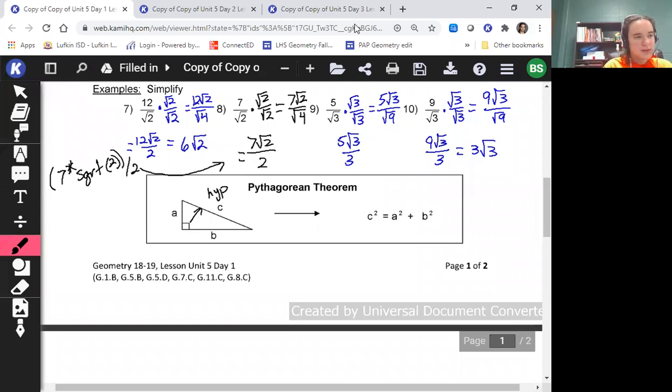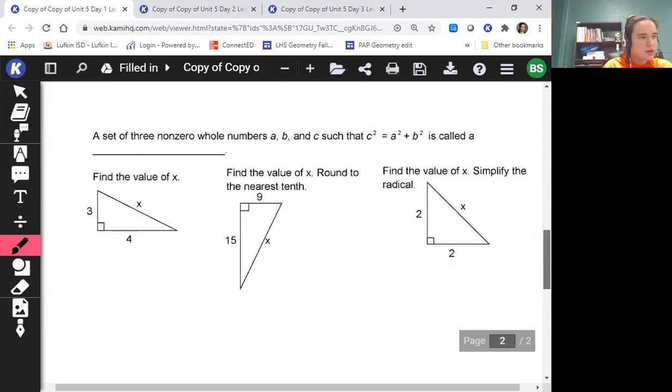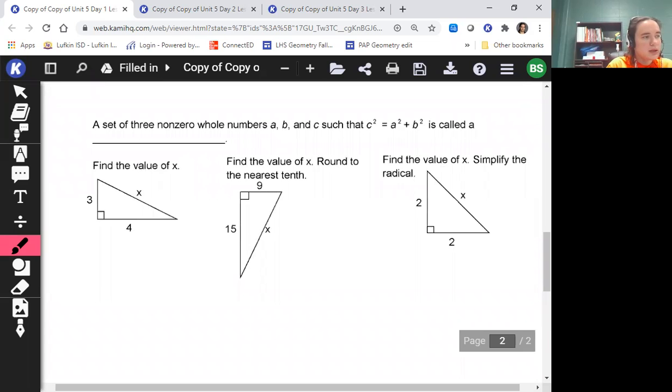Okay, so we're going to use the Pythagorean theorem now. And something else about Pythagorean theorem, anytime you have 3 numbers for Pythagorean theorem that are all whole numbers, and they're not 0, that's called a Pythagorean triple.